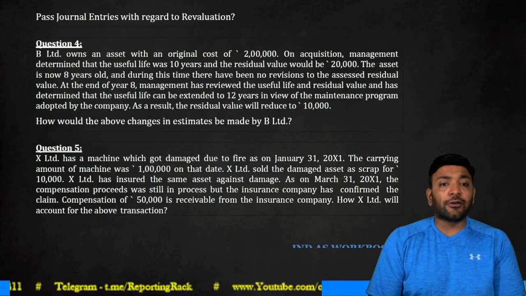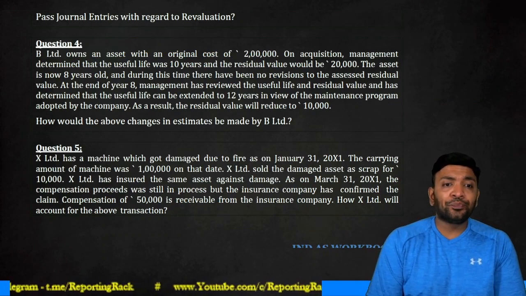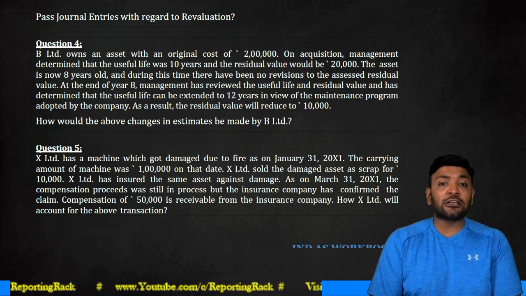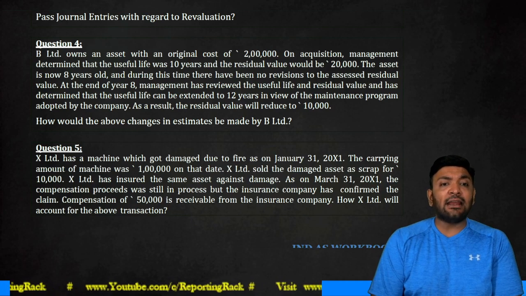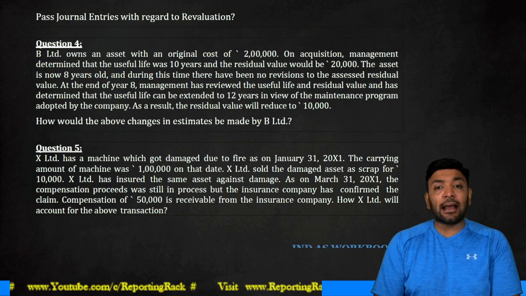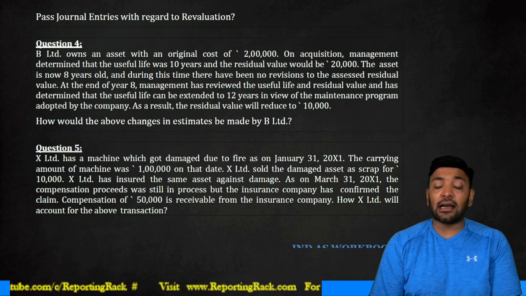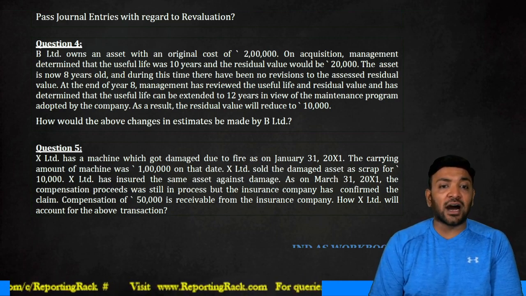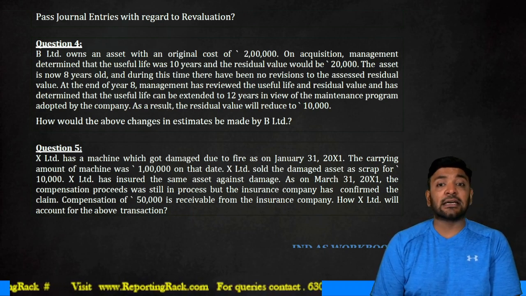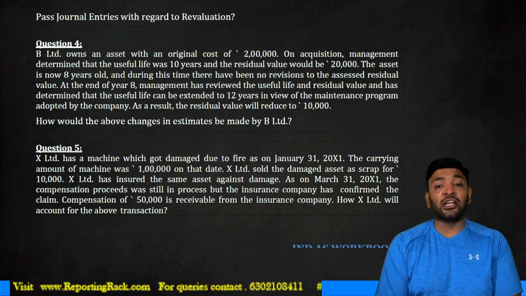Yes, guys. So the question number 5 now. It was not clear, so I just changed it. So look at question number 5 now. X Limited has a machine which got damaged due to fire on 31st of January 2011. The carrying value of the machine was 1 lakh on that date. X Limited sold the damaged asset for scrap at 10,000 rupees. X Limited insured the same asset against damage, and as on 31st March, the compensation proceeds are still in progress, but the insurance company has confirmed the claim. The compensation is 50,000 receivable from the insurance company.